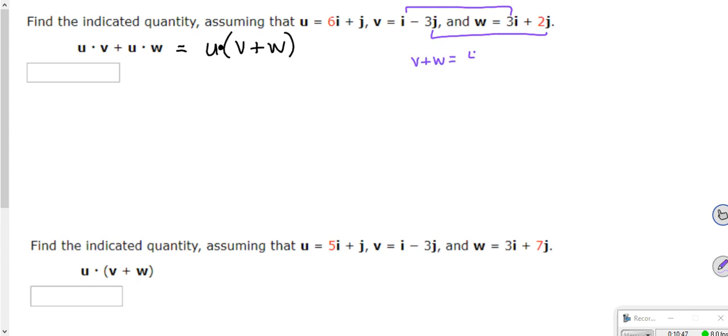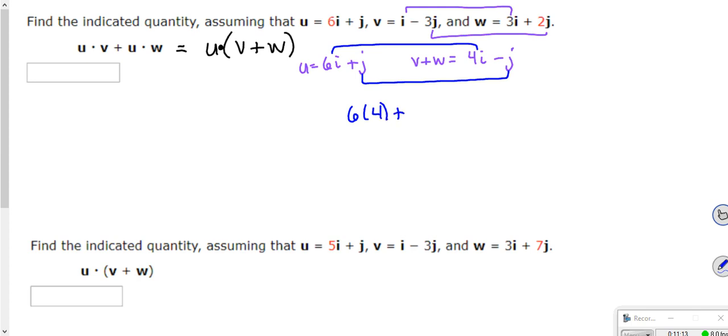So i plus 3i gives me 4i, and negative 3j plus 2j gives me negative 1j. Now my u is 6i plus j. So now I'm doing dot products, product of that plus product of that. So I've got 6 times 4 plus 1 times negative 1. So 24 minus 1 is 23. That would be my answer.